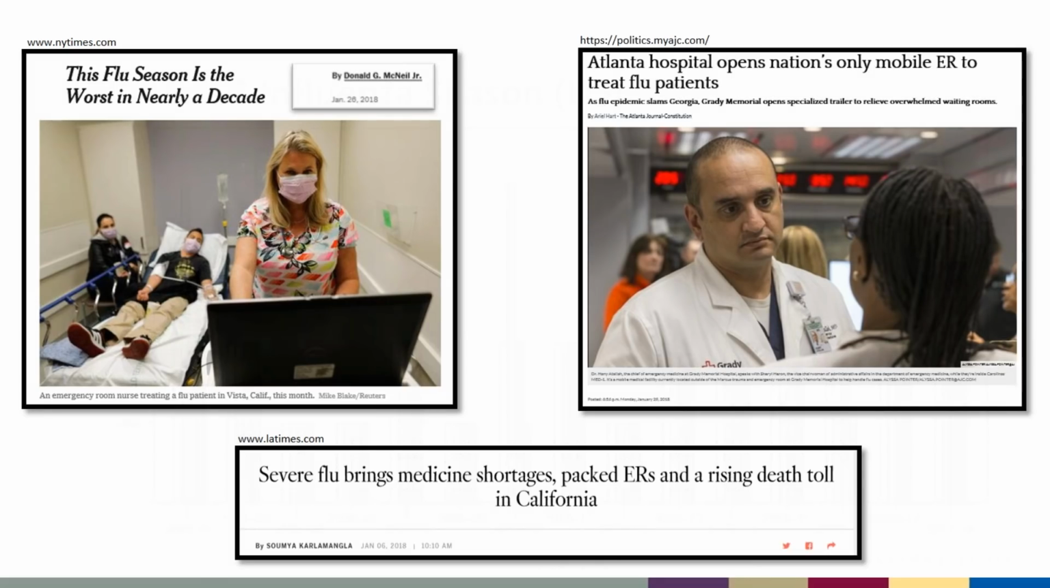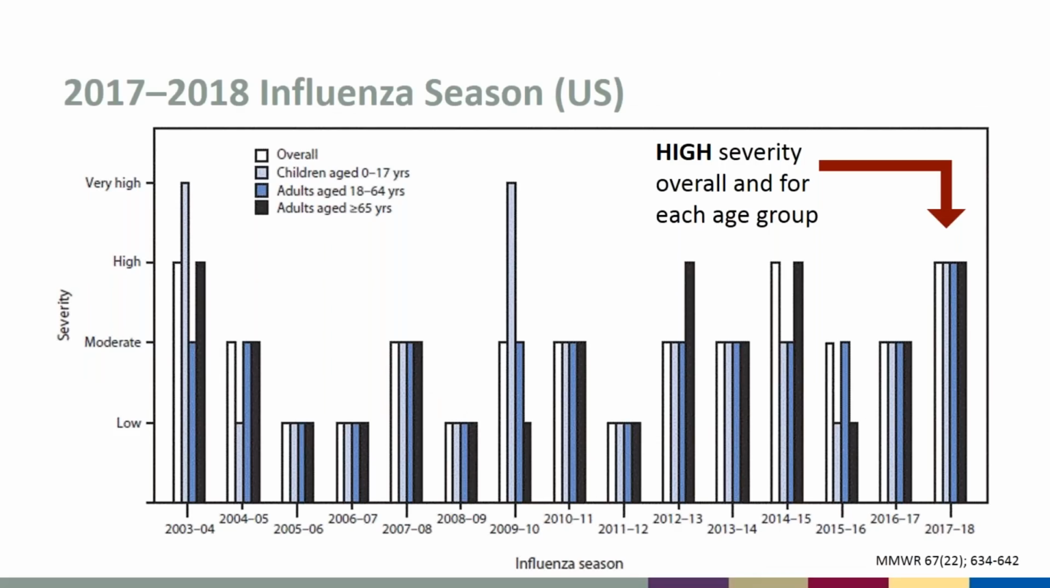And at CDC, we use influenza surveillance systems to characterize the severity of each flu season. This graph shows the overall as well as the age group specific severity levels on the y-axis for each season since 2003 on the x-axis. In the US, we occasionally see seasons that are high or even very high in one age group or another. But in the 2017-18 season, all of our surveillance systems indicated that each age group of the population had high severity. And this is the first time we've seen this in quite a while.